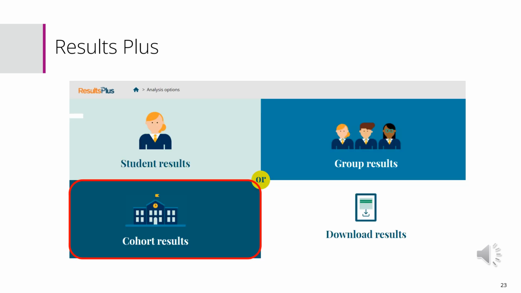On this particular page, you can see Results Plus. We've clicked on Analysis Options, and as you can see, you can actually look at your student results in various different ways, and also you can download those once you've had a look at them. The one that's highlighted here, for example, is Cohort Results.